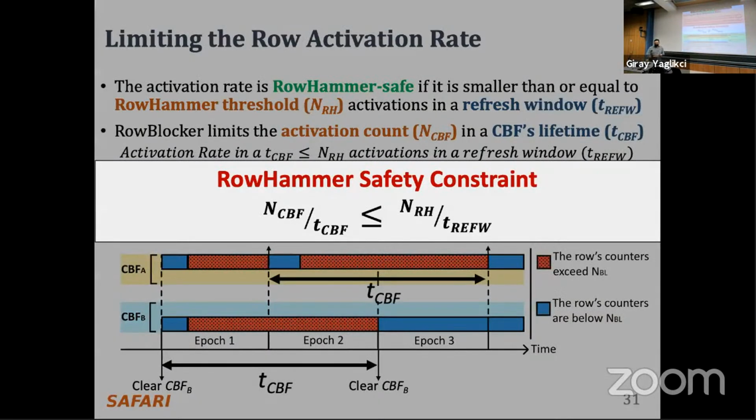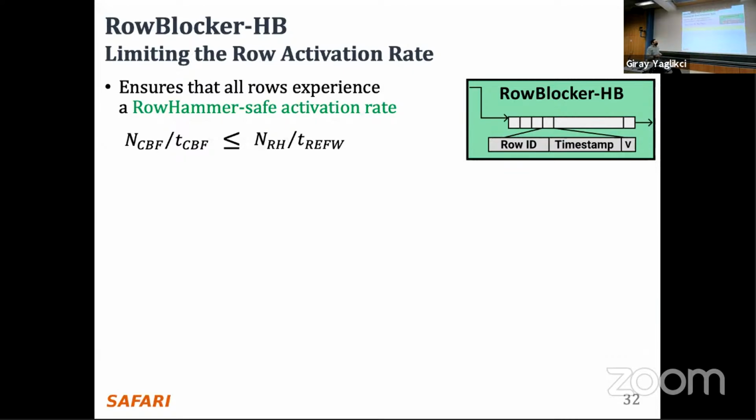Mathematically, we can express it like this. I don't want to get into math too much in this presentation. You can check the paper. We have a section about security analysis, and we can go through these steps one by one at another time, other than lecture. For now, you can just say that if my activation count in a CBF in a TCBF time window is smaller than NRH activations in a TREFW, or refresh window, we are RowHammer safe.